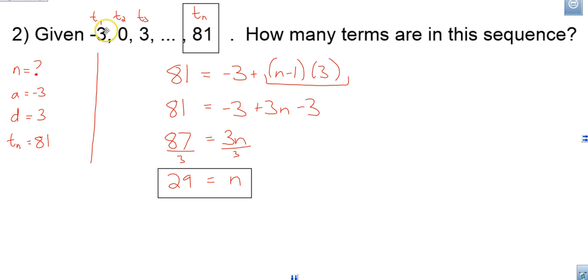So it's important right now that you can look at a sequence like this and figure out what the first term is, what the common difference is. But at any point, I can ask you to solve for any part of that equation. So make sure that you can fill in the additional information as well.